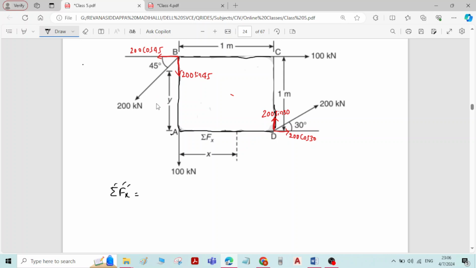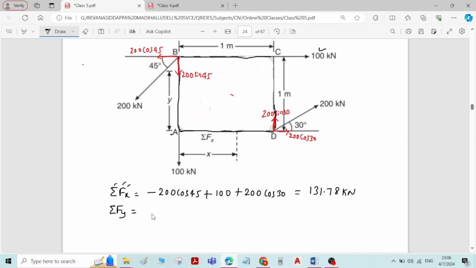So here we have 200 cos 45 acting in left direction, sign is minus 200 cos 45. We have 100 kilonewton force acting in right direction, so sign is plus 100. Then we have 200 cos 30 force acting in right direction, plus 200 cos 30. Okay, by this you will get sigma Fx. Sigma Fx that you get is 131.78 kilonewton.